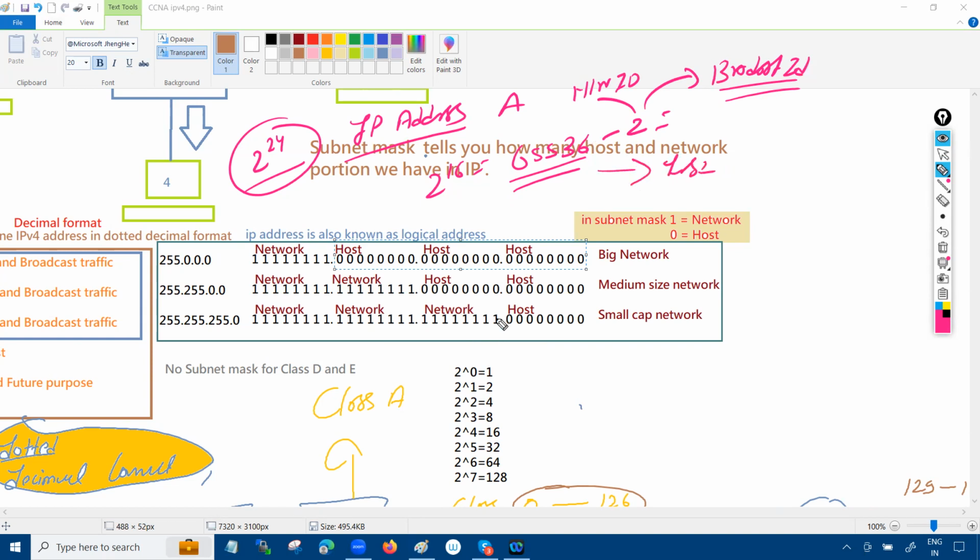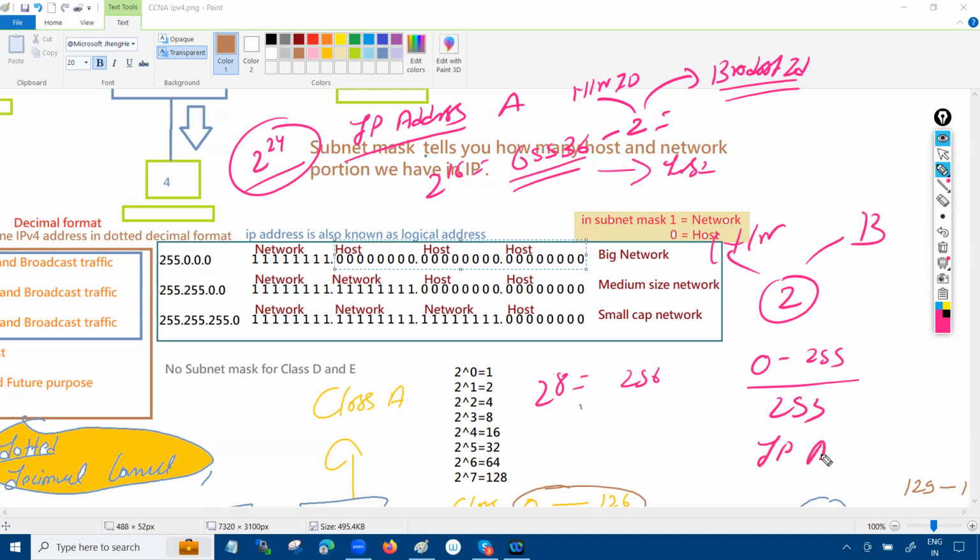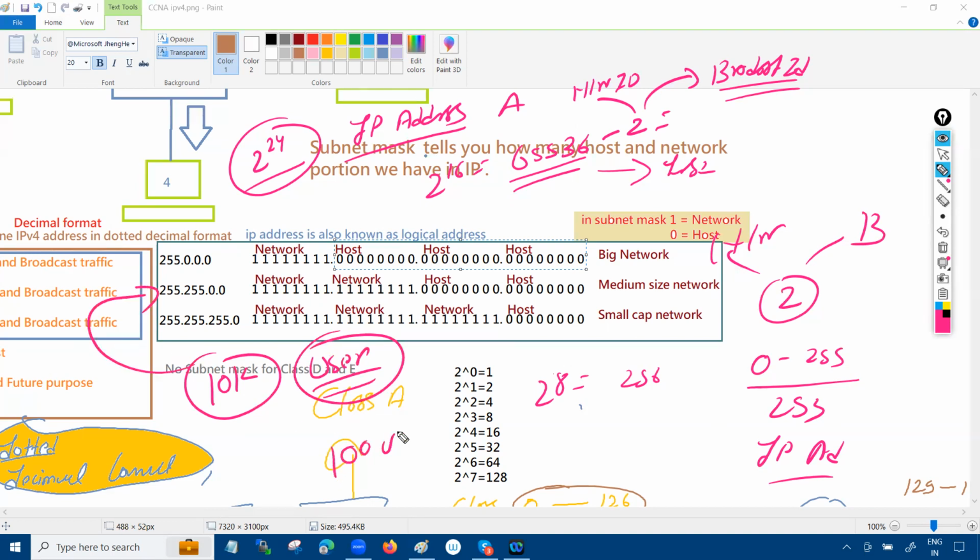If I talk about class C, we have 2 to the power 8, which is 256. Normally the range is 0 to 255. In that one, you need to leave two, one for the network ID and one for the broadcast ID. So now you have 254 usable IP addresses in class C. Take an example: if you have 10,000 users, you can go with class B. If you have 100 users, go with class C. That's a simple example I can give you.